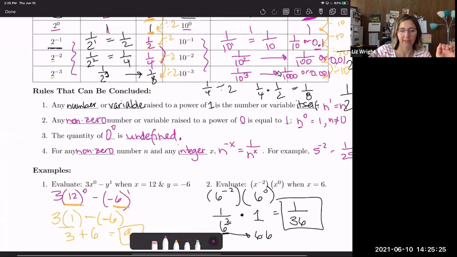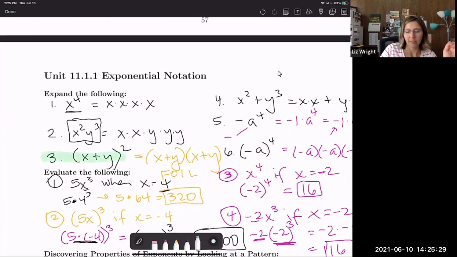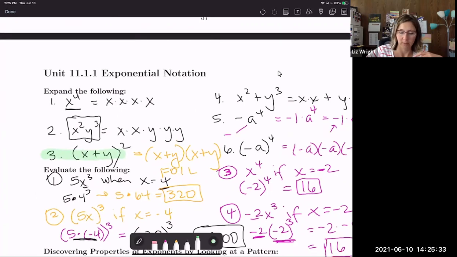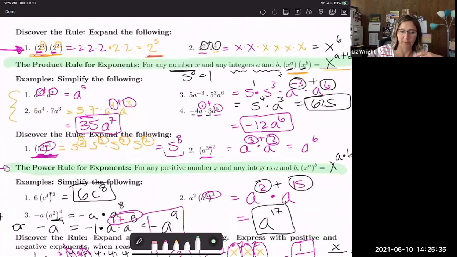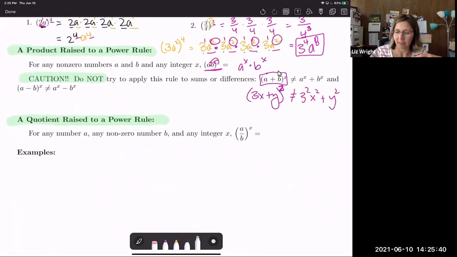If I can even find it right here, that said we don't do x squared plus y squared. It does not equal that. What that actually would mean is that if it was actually squared here, it would be 3x plus y times another 3x plus y.